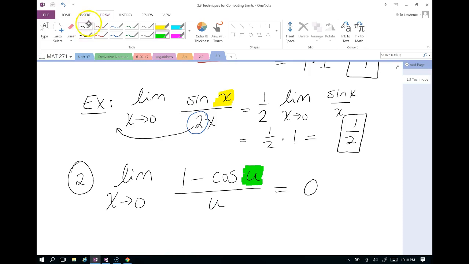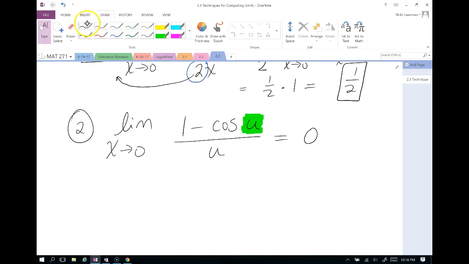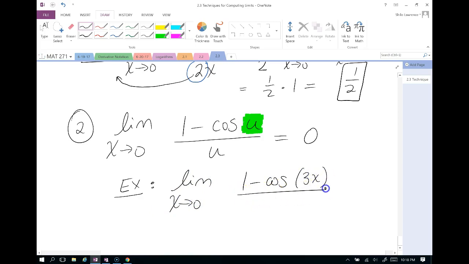So one really quick example with cosine, even though sine is the much more common one that we see, this one's going to be a little bit harder. We've got the limit as x approaches 0 for 1 minus cosine of 3x over 2x.